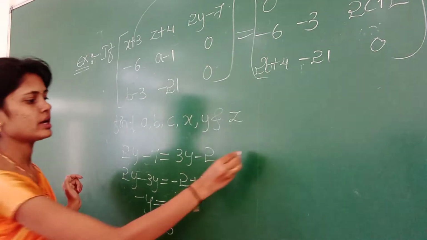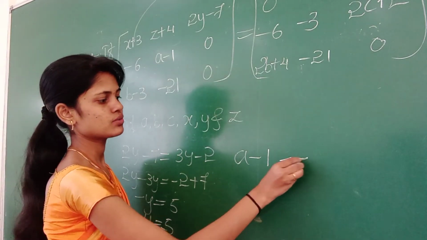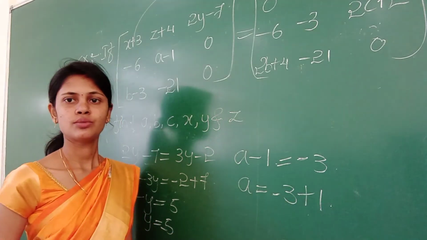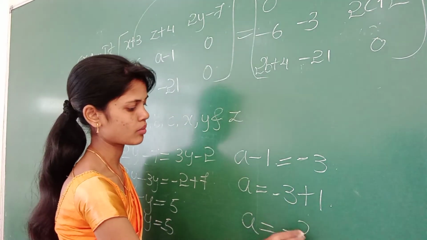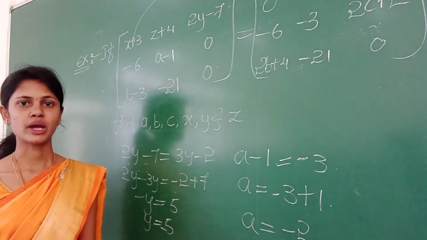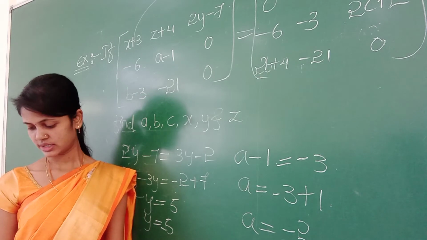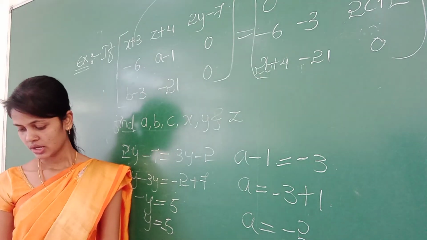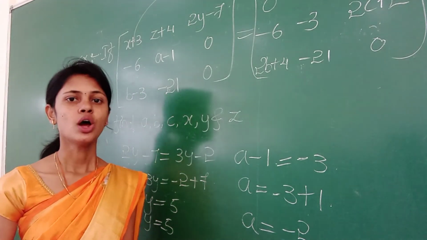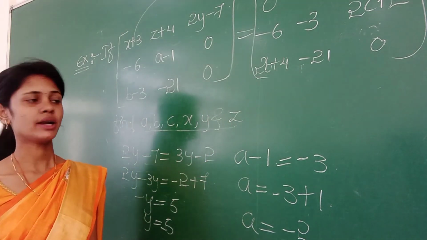Similarly, if you take a - 1, correspondingly we have -3 there. So a - 1 = -3, a = -3 + 1. So 1 - 3 is equal to what? It is -2. So y = -5 and a = -2. So similarly, what we get: a = -2, b = -7, c = -1 and x = -3, y = -5 and z = 2. These are the values from the given two equal matrices.